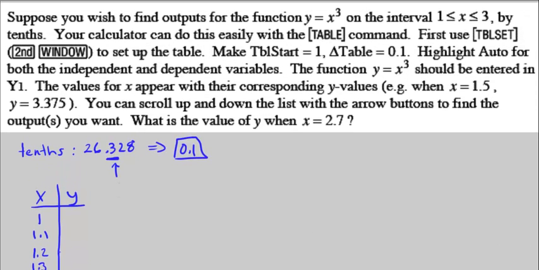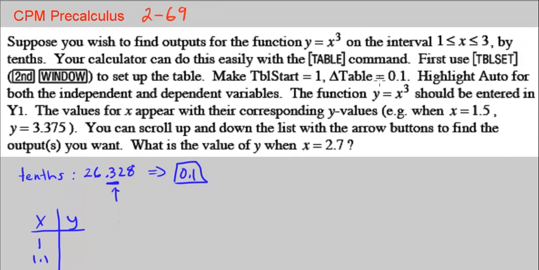So let's go back and finish reading the question. They're telling us how to do it. Use table set, using second window to set up the table. Make table start equal to 1, delta table equal to 0.01. So that's our delta table. The triangle means delta again. Highlight auto for both independent and dependent variables.